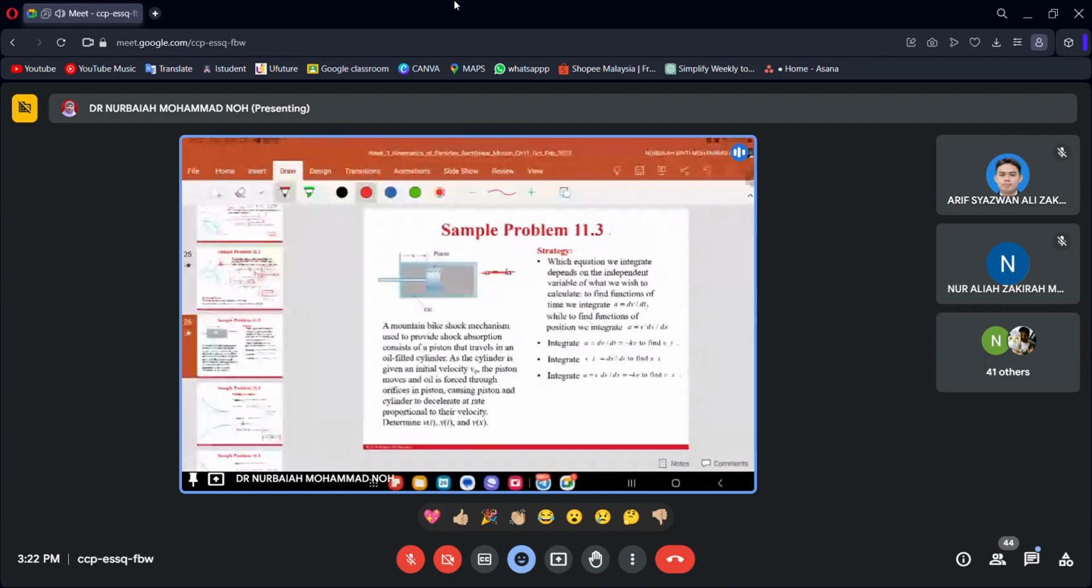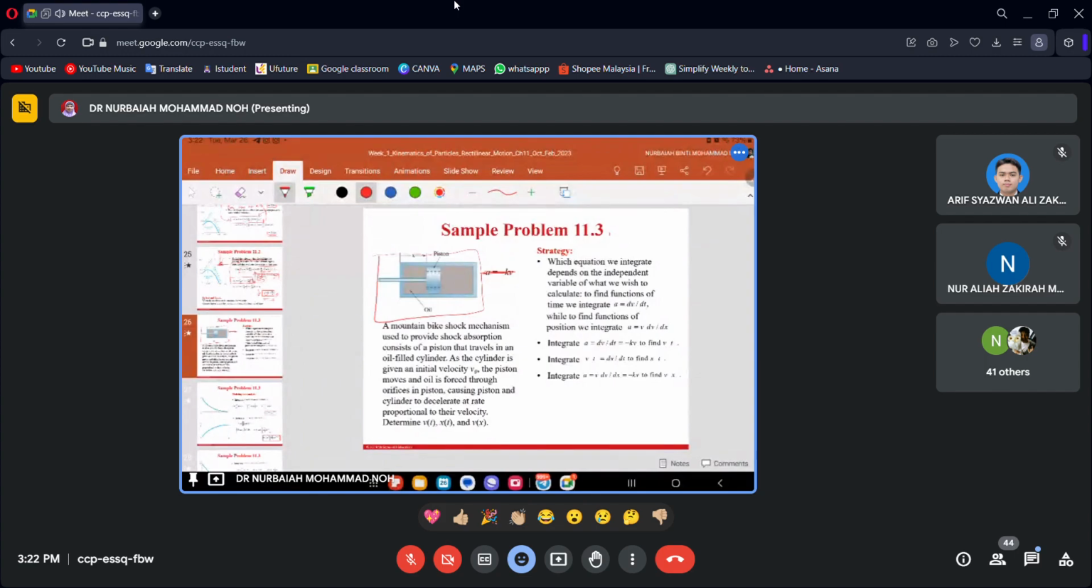Okay, kita ada mountain bike mechanism. Ini adalah mountain bike mechanism. Dia kata apa? A mountain bike shock mechanism. You baca-baca dia kata bla bla bla. Shock absorption consists of this one that travels in an oil cylinder, oil-filled cylinder. Dalam ni dia ada oil.